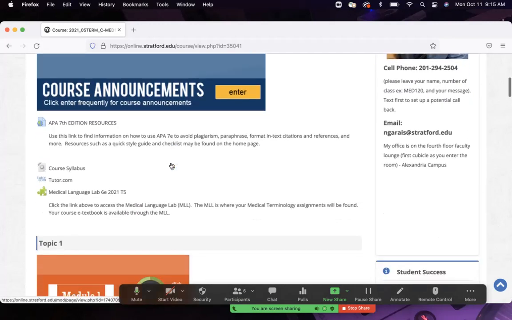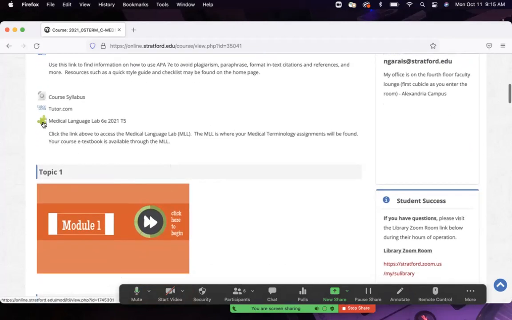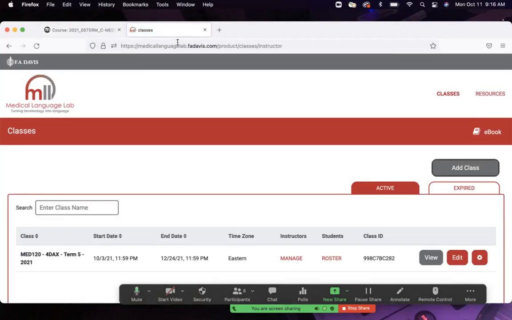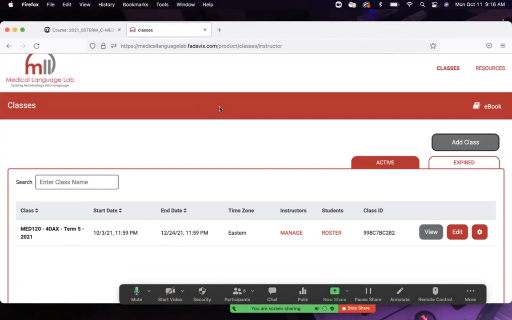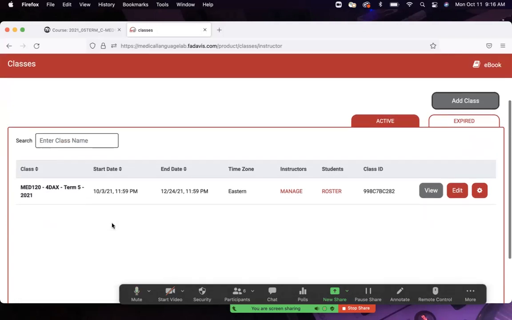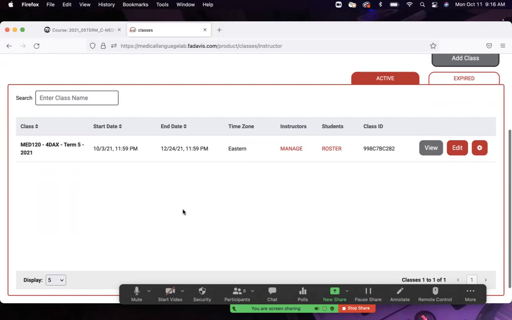So let's look at more of the medical language laboratory. So we scroll down a little bit, and your textbooks have this green puzzle piece, and that's your medical language laboratory. And when you click on that, it'll open up a new tab or a new page, right? And if you just want to look at your textbook, in the upper right-hand corner, you click on this and you find your ebook. And for this week, we're doing chapter 1 and chapter 2. But you'll see my class here, and that's our class. Okay, there you go. 40AX, term 5.